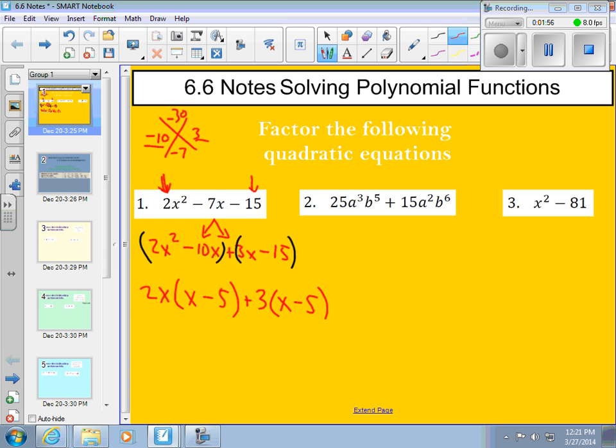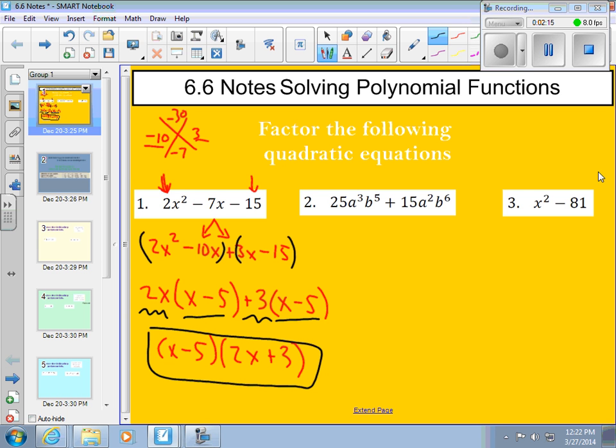Now, if we factor out this common x minus 5 that we see two times here, what's left over is going to be 2x plus 3. Basically, what's left outside the parentheses here is our other factor. And that now is how you factor that one. If we multiply that back together, we will get what we started with. That's called factor by grouping.